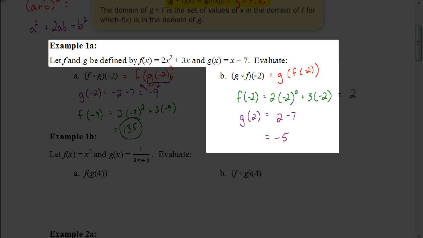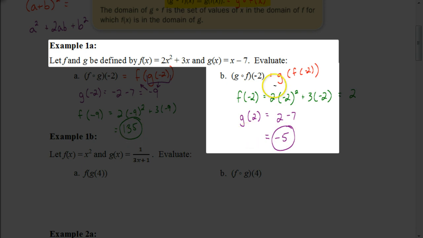Okay, so this is what you should have got as your answer. You should have gotten negative 5. Again, the way that happens is you put negative 2 inside of function f, and if you plug that into your calculator correctly, you get a positive 2 as your answer. If you got a negative number, it's because you forgot to put the negative 2 inside the parentheses. And then when you put 2 inside of function g, well, 2 minus 7 is negative 5. So that is your answer.